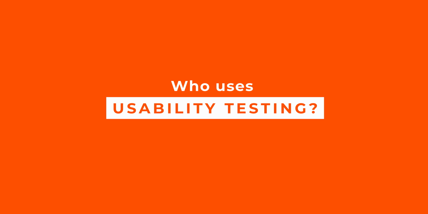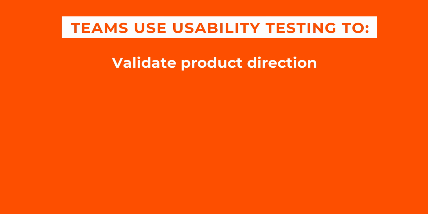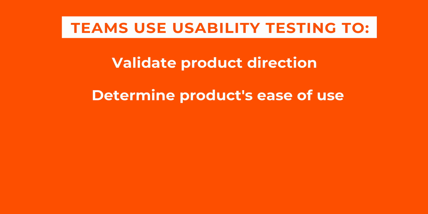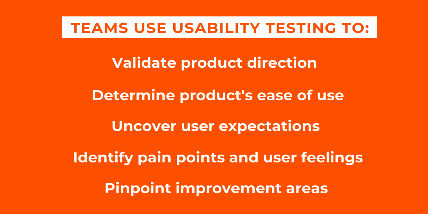UX and product engineering teams can use usability testing to validate a product direction, determine whether people understand how to accomplish critical tasks, uncover how users expect a product or service to work, and where they would go to find certain features or information, identify showstoppers and pain points that will create failure in the marketplace, and determine the areas where improvements need to be made.